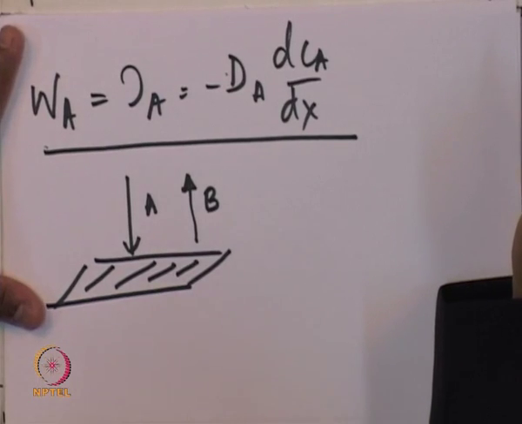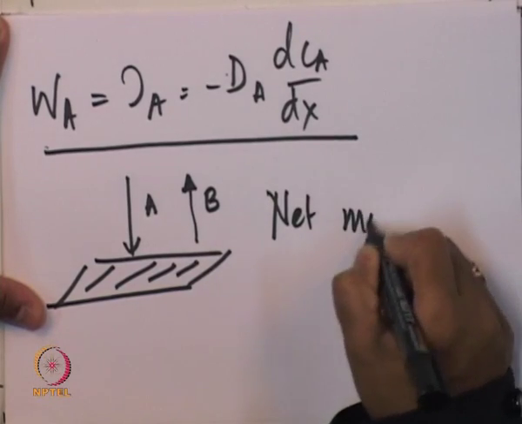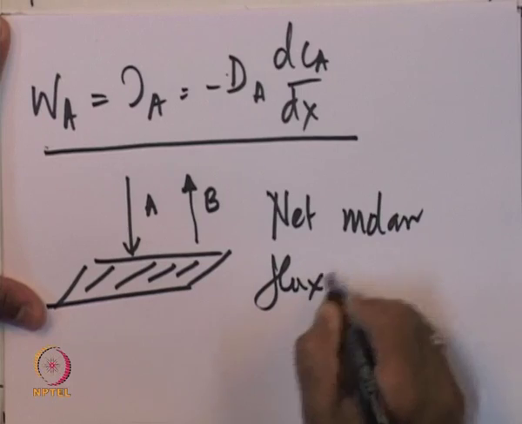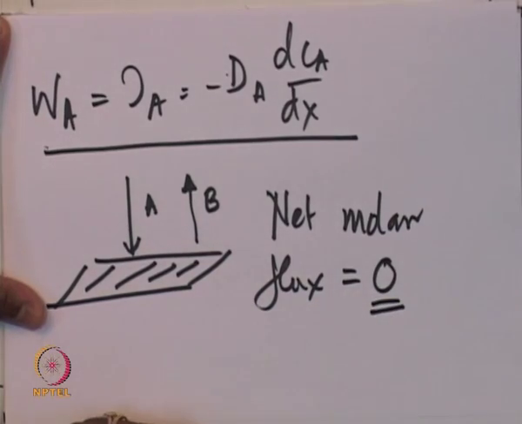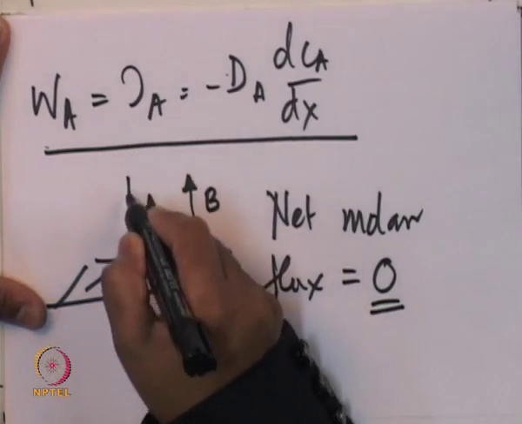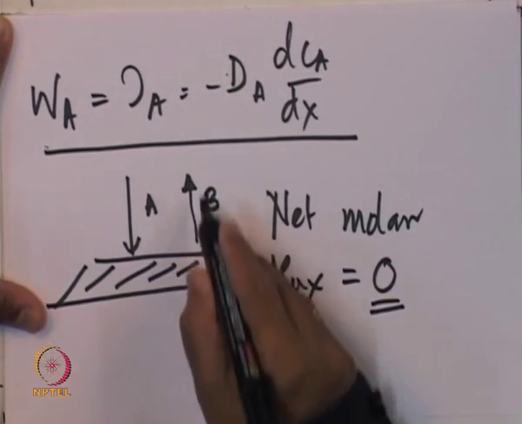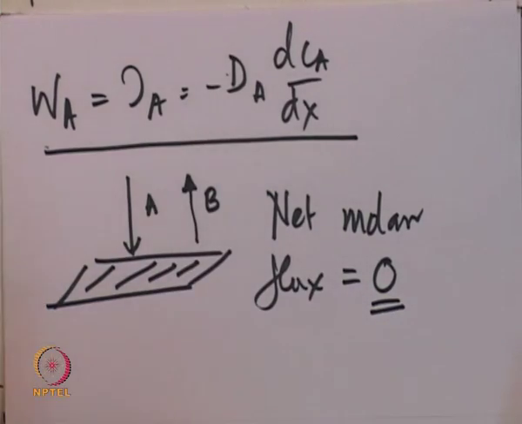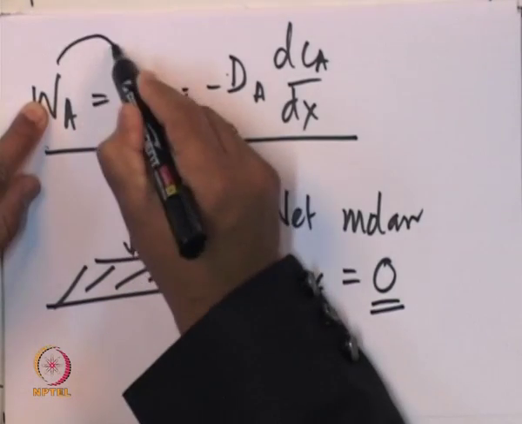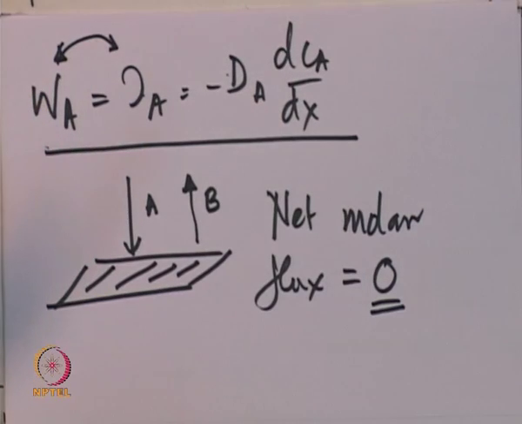It is an equimolar reaction, so the net molar flux is 0 here. Very important, because however much is going in, the same amount is coming out in terms of moles. That's why this is equal to this. You might have learned that in the basic theory of mass transfer.